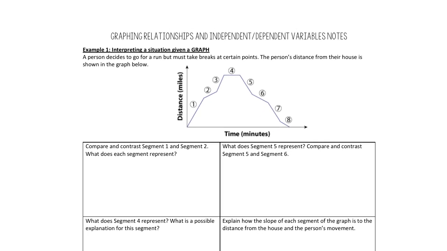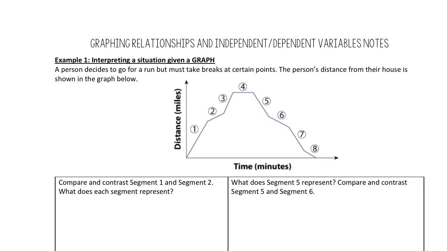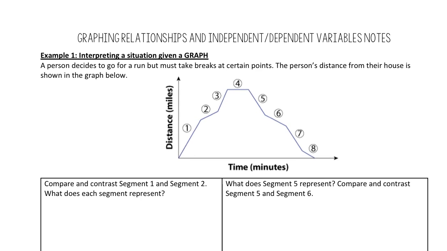And they tell us in the problem that a person is deciding to go for a run. They're going to take breaks at certain points. The person's distance from their house is shown in the graph below. When you're looking at these graphs, it's always a good idea to see what the x-axis represents and what the y-axis represents. So the x-axis is representing the time. So as we continue to the right, the time of their run is increasing.